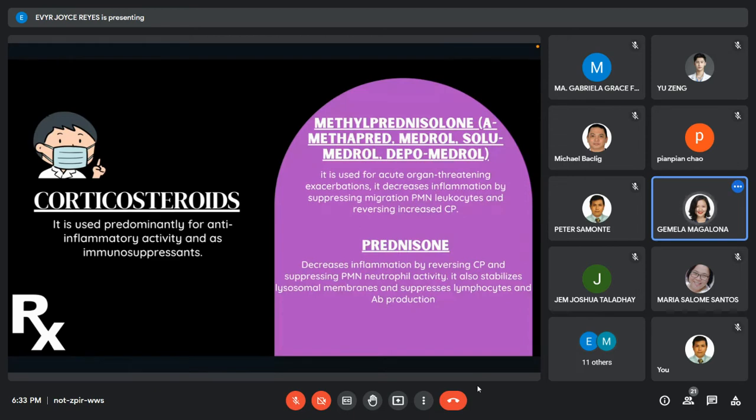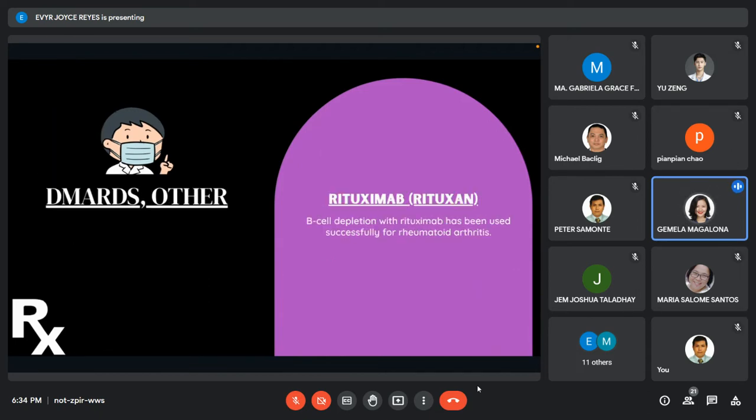Corticosteroids are used predominantly for anti-inflammatory activity and as immunosuppressants. We have methylprednisolone and prednisone. Other types of DMARDs include rituximab. B-cell depletion with rituximab has been used successfully for rheumatoid arthritis.